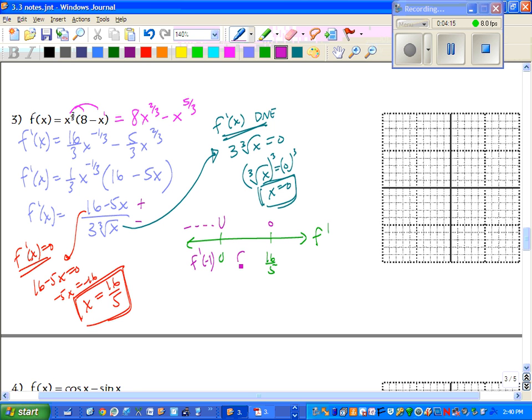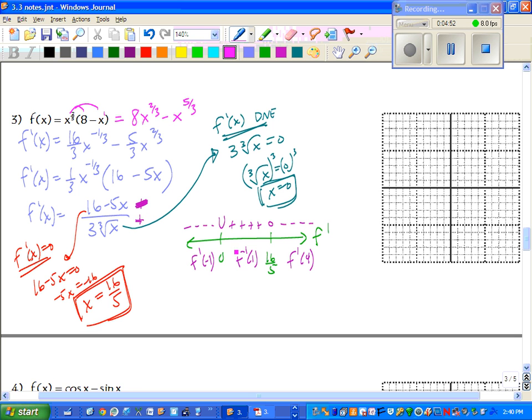Now in between here, we can find the derivative when x is 1. Top is still going to be positive if we put a 1 in for x, but now the bottom is also going to be positive. So we get positive derivatives in between 0 and 16/5. And for the last one here, I'm going to put in 4. 16 minus 20 is going to give us a negative value. And cube root of 4 is positive times 3 is positive. So we have a negative divided by a positive, which gives us a negative.